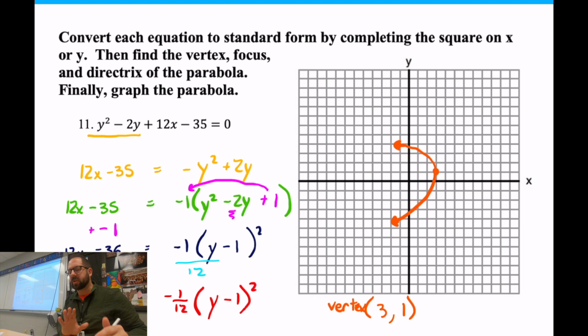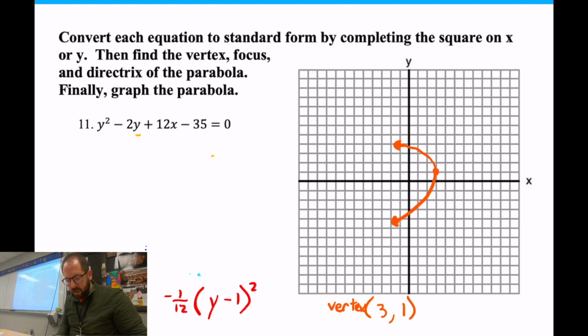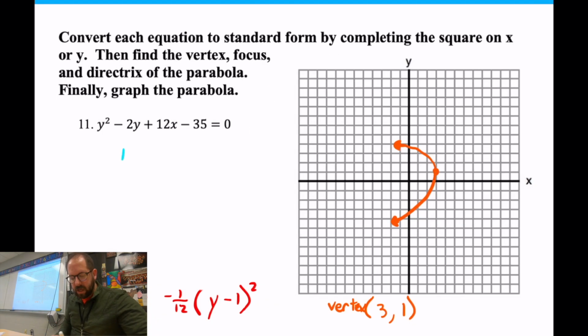So now I'm going to erase. I took a screenshot here so I can erase some of the stuff. All right. So we're going to use that number that's in front of my parenthesis to figure out where the focus and directrix will sit, because that's how parabolas work. So the 1/12 is that number out front of my parenthesis.